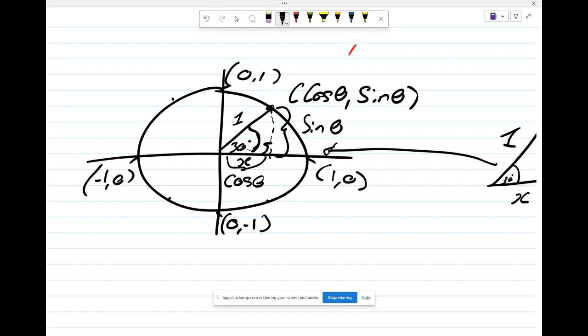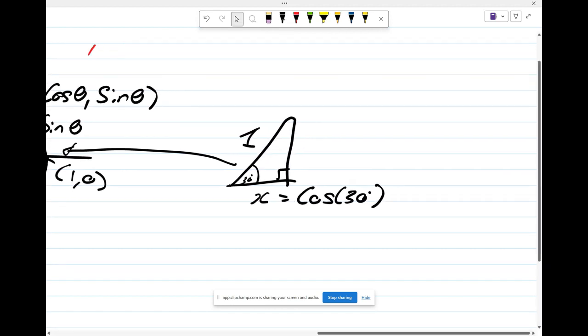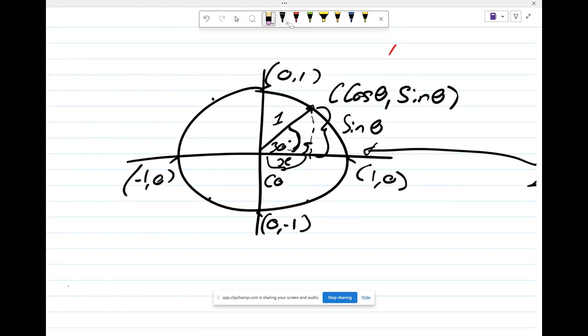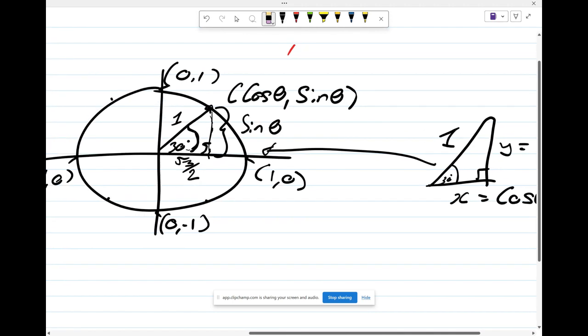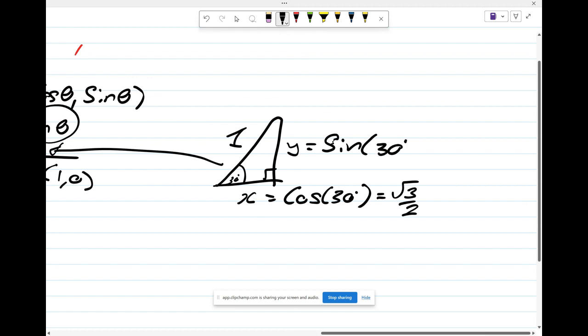And so x is this bottom side, but this bottom side is also the cos of the angle. So x is equal to cos of 30 degrees, and if we put that in our calculator, that gives us root 3 over 2. That means how far we have to go out here is root 3 over 2. And if we want to find out how high we have to go, that's y, the y-coordinate, which is sine. So y is equal to sine 30 degrees, and if we put that in our calculator, that gives us 1/2.